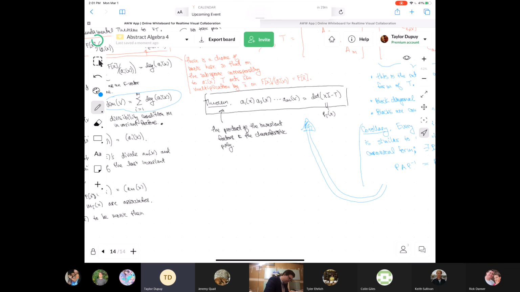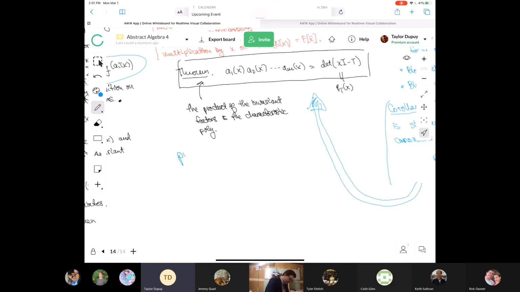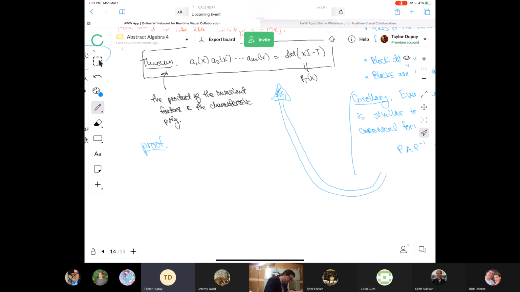Right? And why is this? So the proof of this. It proves this because the determinant of block matrices is the product of the determinants of the blocks. Oh, I'm over time.